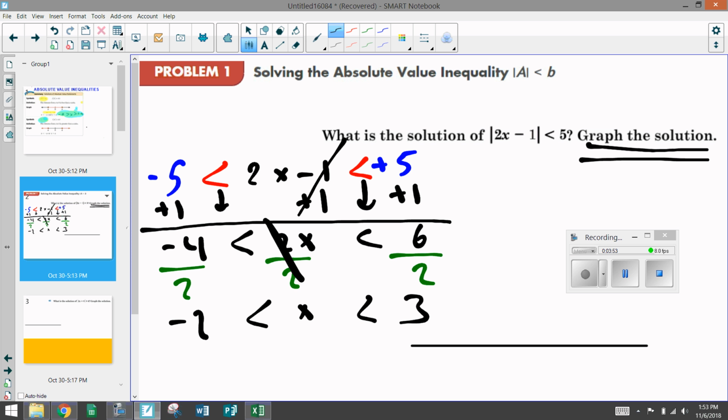How about the graph? It's very easy. What is the number here? -2. Open circle at -2, and 0, and 3, open circle. And we're going to shade in between.